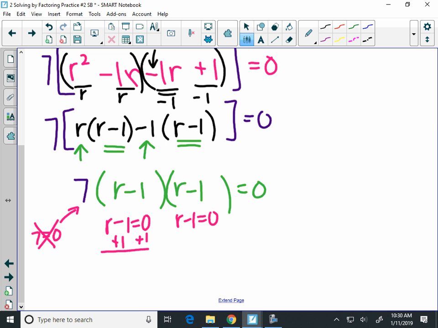Well, here when I solve, I get r equals 1. And then it turns out when I solve this one too, I also get r equals 1. So that means there's only one solution. This time it's the same solution for both.